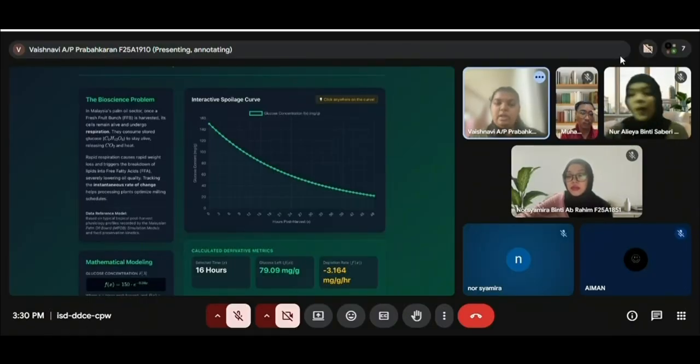In conclusion, my project demonstrates how derivatives can be applied to a real agricultural problem. Using an exponential decay model and its derivative, we can predict both the amount of glucose remaining and the rate at which it is being depleted after harvest. The interactive website helps users visualize these changes and understand how mathematics can support decision-making in agriculture. This project shows that calculus is not only a classroom concept, but also a valuable tool for improving efficiency and maintaining quality in Malaysia's palm oil industry.